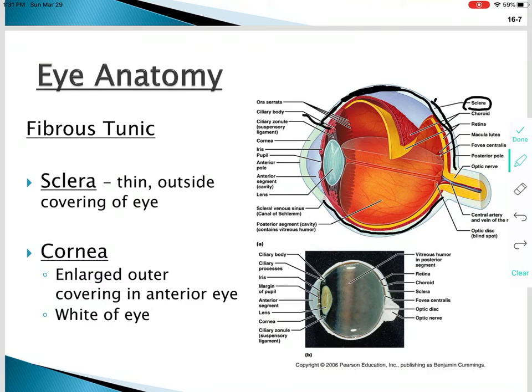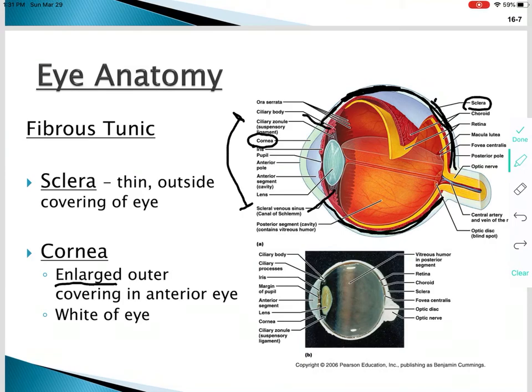It goes from being more of a blue here to a little bit more green in the front. Same thing here, we see a little color change. So just in this area, in the anterior part, that sclera gets thicker. And the thickened sclera, only in the front, is called the cornea. That's why it says here enlarged.